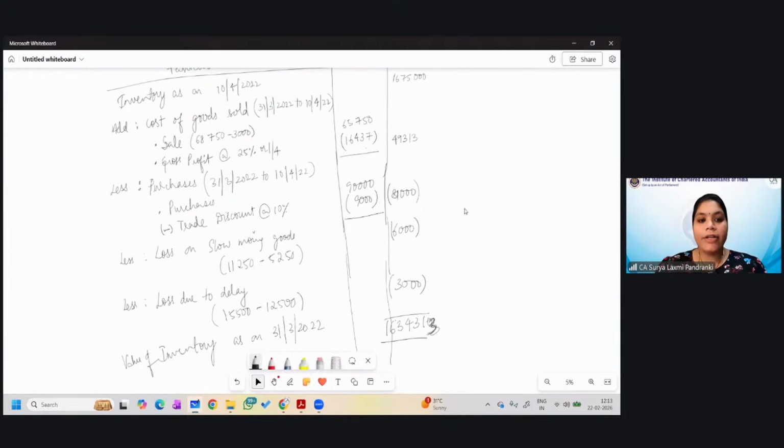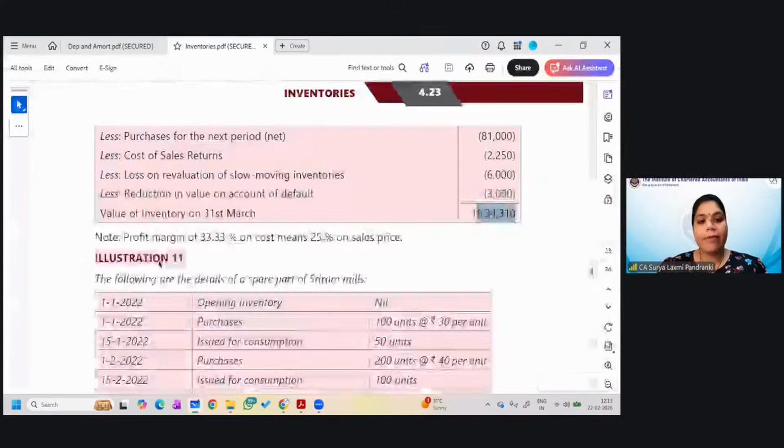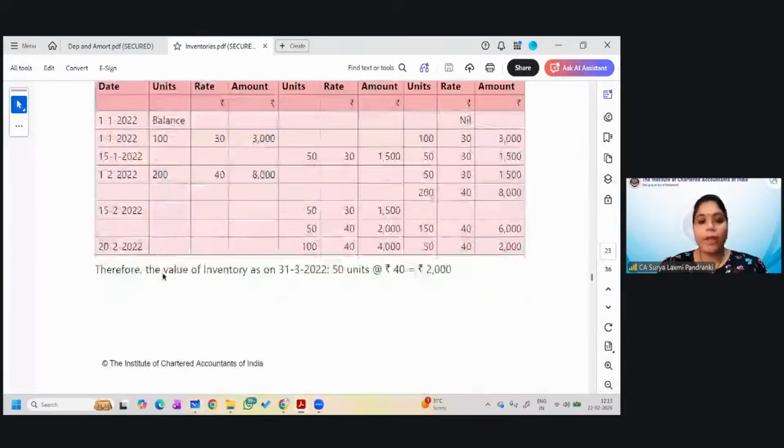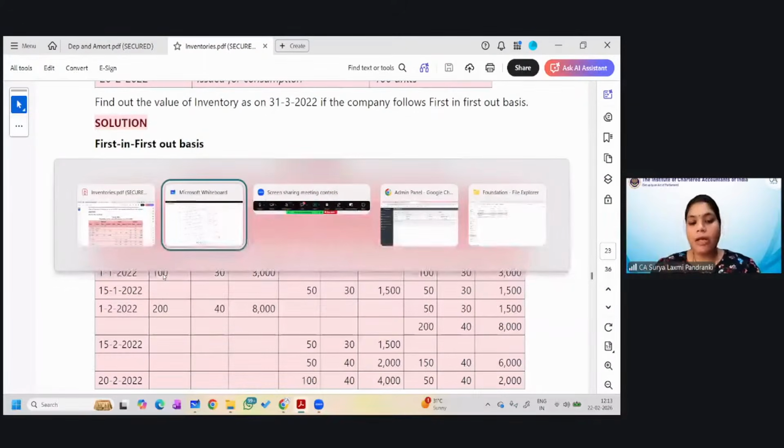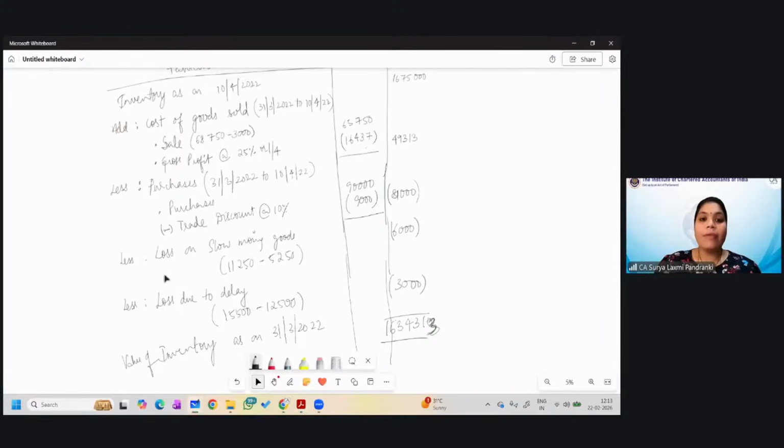So finally, in the inventories chapter we have these 11 and 2. I asked you to do it, so we are done with the illustration. This chapter was completely about what an inventory is, how inventory works, the different valuation methods, and when inventory stock-taking is done, how the adjustments have to be done. That is what we have studied in this inventories chapter.